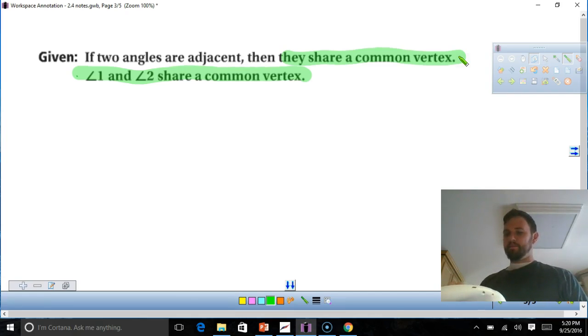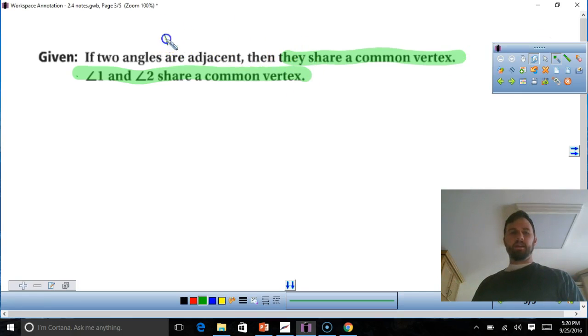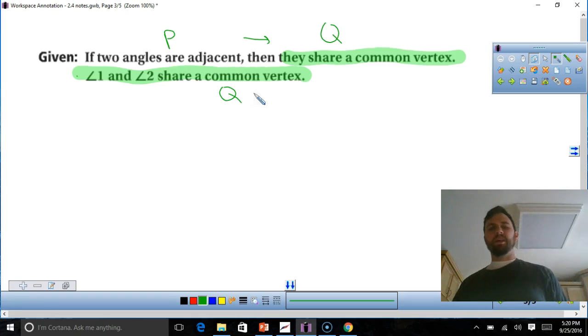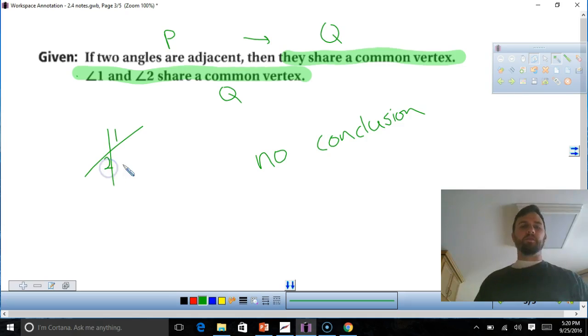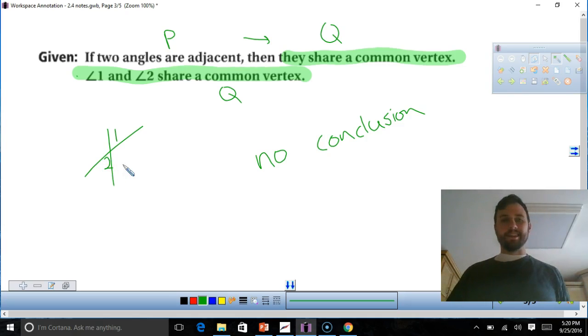Annotate. Pen tool. Activate. This is my P, and this is my Q, right? Law of detachment says I need my P. So that means I can't, no conclusion, because I don't know. And anyway, you can't, because here's 1 and 2, and they share a vertex, but they're vertical angles. They're adjacent, they are next to each other. Hate each other. That might not be true either. Who knows in this crazy world?